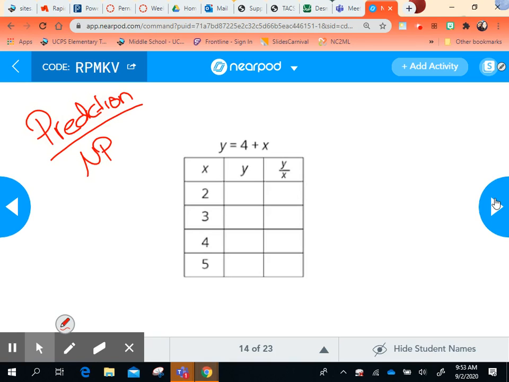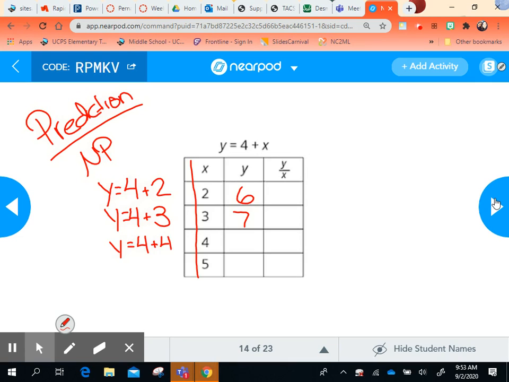Well, let's find out. Okay, so I'm going to plug in my x into my equation. So y equals 4 plus 2, that gives me 6. Y equals 4 plus 3. Y equals 4 plus 4. And y equals 4 plus 5. 9. That one was easy. So I'm going to find my unit rate. 6 divided by 2. Oops, wrong. 7 divided by 3.